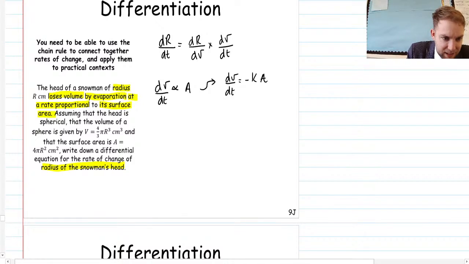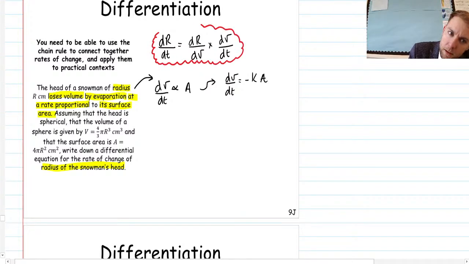It's just understanding this. This isn't easy, okay? You've got to really think about what it's saying. So dV by dt is proportional to its surface area. So write down the differential equation for the rate of change of the snowman's head. Now, this is the formula that we are dealing with here. Okay, we're trying to find dr by dt.